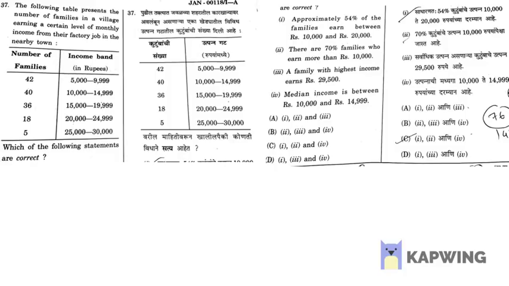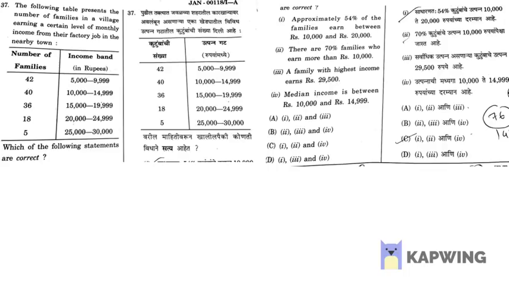See what they have asked in the first statement. Approximately 54% of the families earn between 10,000 to 20,000. For 10,000 to 20,000 there are 40 plus 36 families. So total 76 divided by 141, which comes to approximately 54%. So statement 1 is correct.